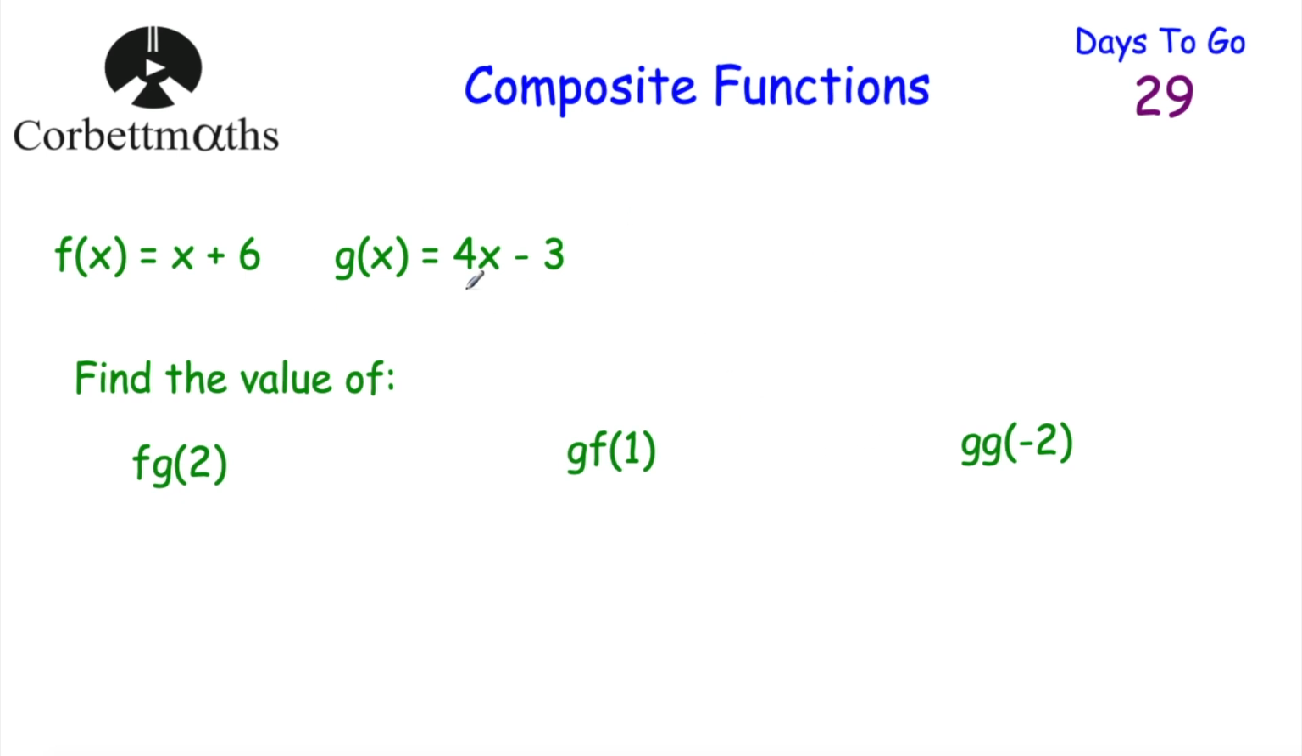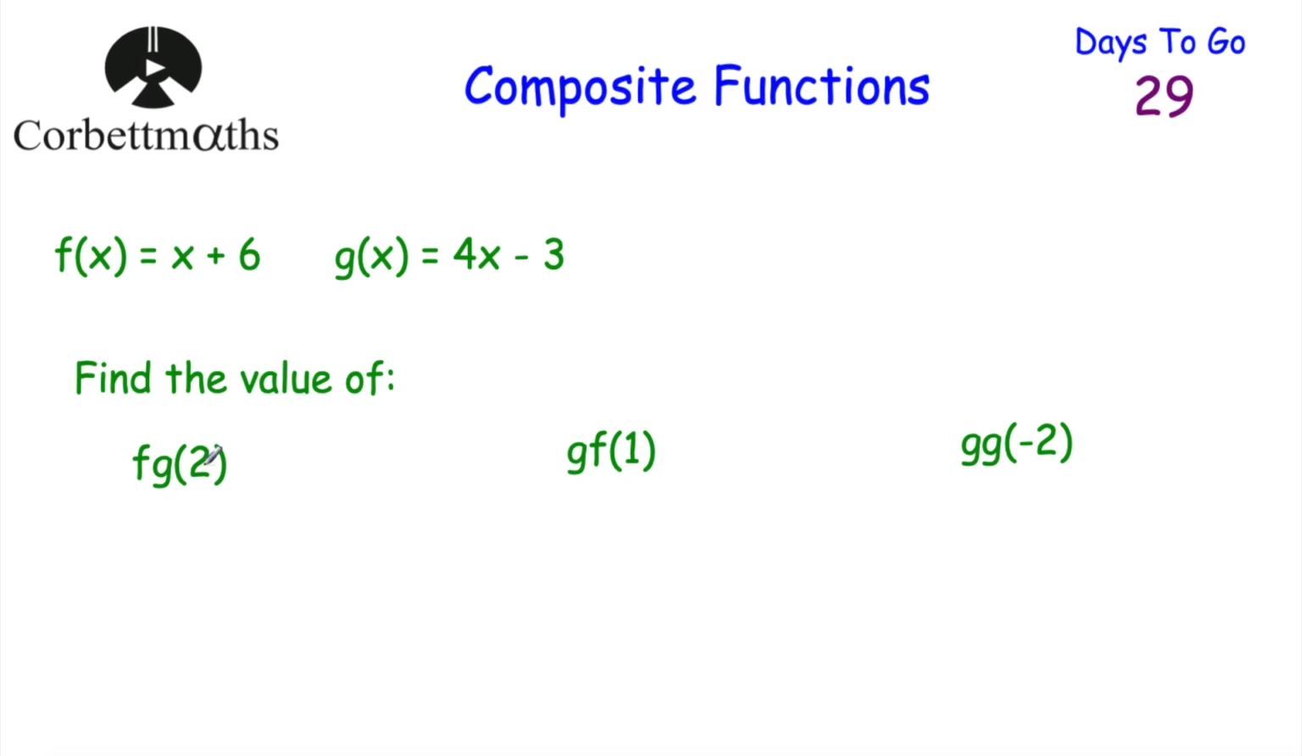So if you want to work that out, one way you could do it is to find the composite function and then substitute in 2. Or another approach is to apply function g, so get x equals 2, apply function g, get that answer, and then apply function f, and then you'll get fg of 2. And you could do the same for the others as well. So you can either get the composite function and substitute in 2, or get this composite function, then substitute in 1, or get this composite function and then substitute in minus 2.